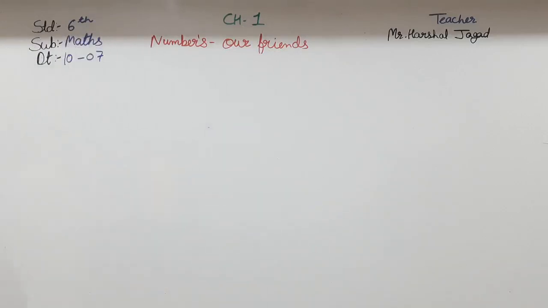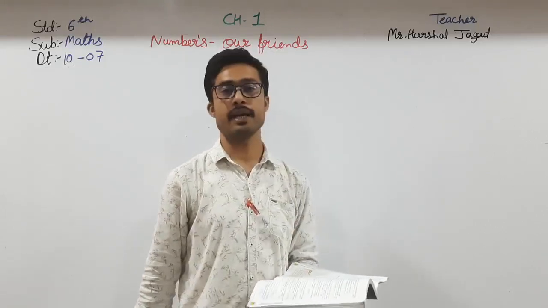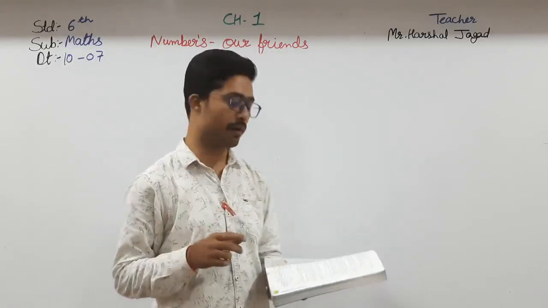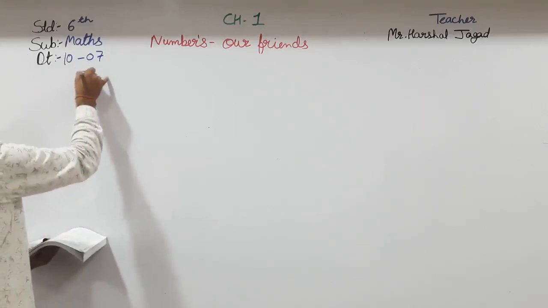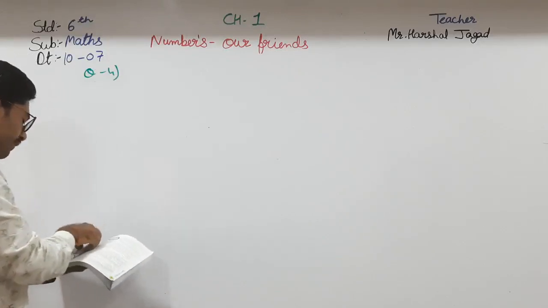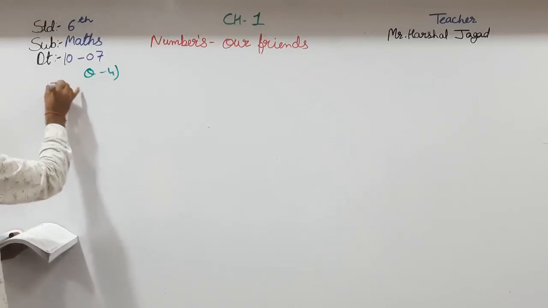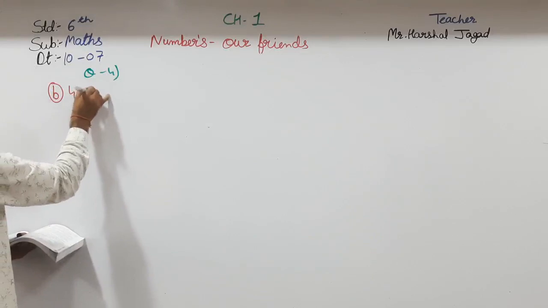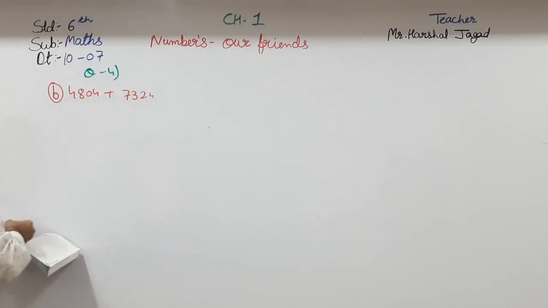Okay, question number 4, that is add and give the approximate value in thousands. Here we have to just add and give the approximate value of it. Let us do that. So question number 4, from that we will do B, the equation is 4804 plus 7324.